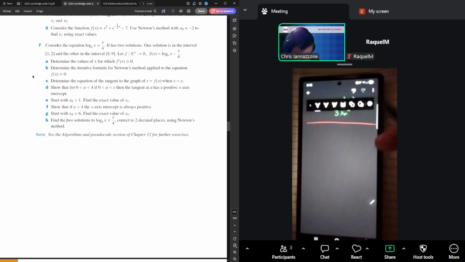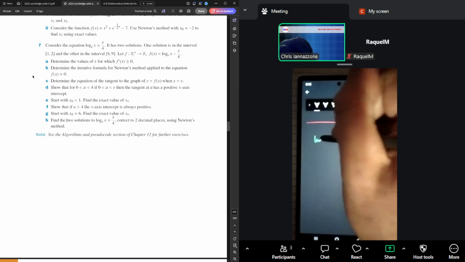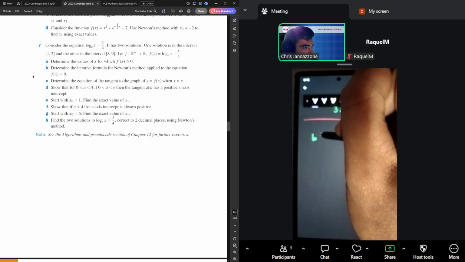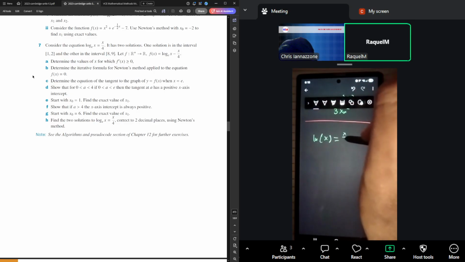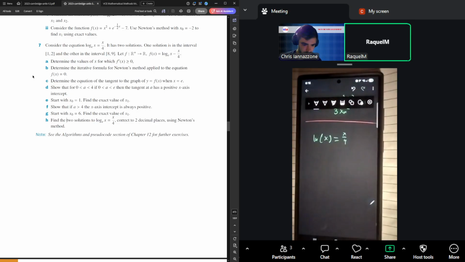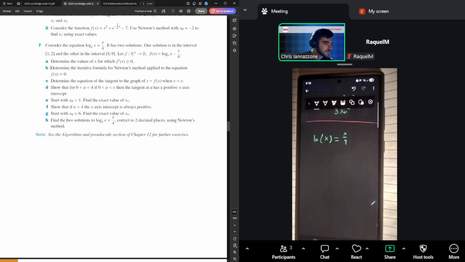Okay, so your natural log is equal to x over 4. Oh, hang on. Yeah, natural log x is equal to x over 4. How would you define that? Would you be defining the equation further down? Yeah, so when it comes to determining the formula for Newton's method, it'll be in part B where we define it first.